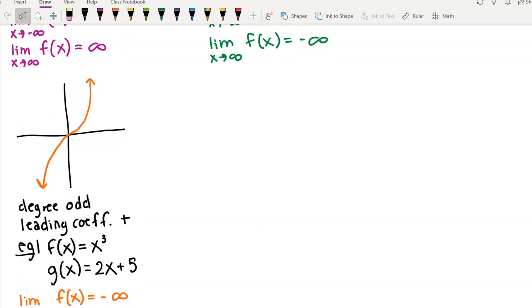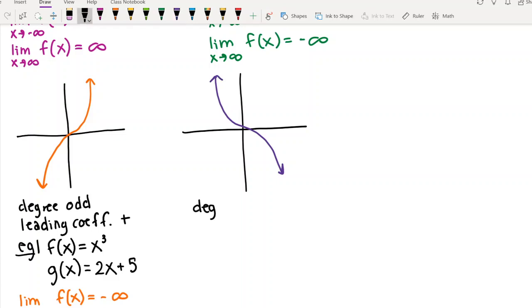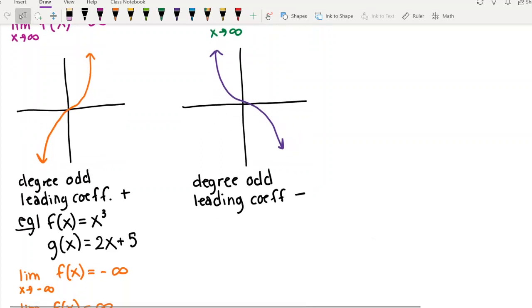Okay, last one. So if you have a function that has still an odd degree, but now has a negative leading coefficient, so degree odd, leading coefficient negative, now it's going to look like this, the last one that I drew. So examples of this, the most simple example would be f of x is equal to negative x cubed.